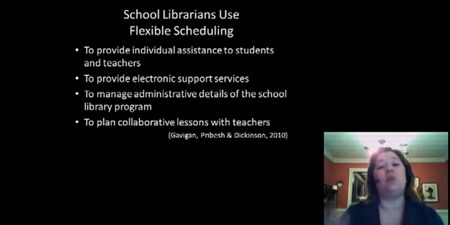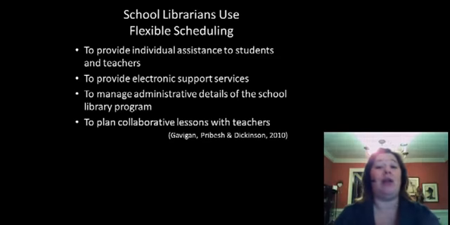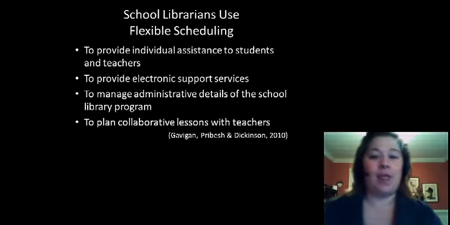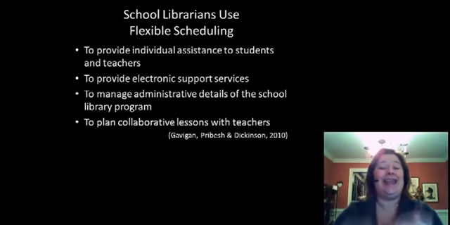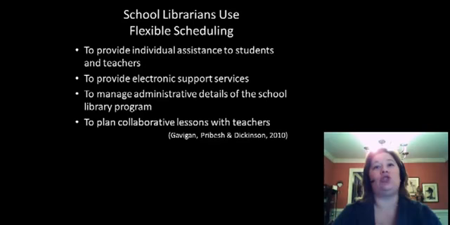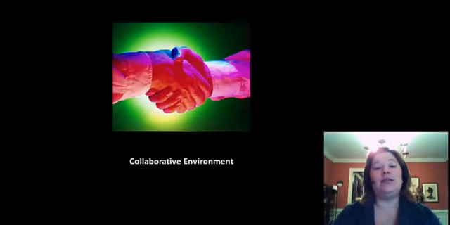Now, they found that school librarians use flexible scheduling to provide individual assistance to students on a much more regular basis. This allows students to get the hands-on learning that they need and the one-on-one instruction from the librarian. They provide electronic support services, manage administrative details of the school library program, and most importantly, plan collaborative lessons with the teachers. This leads to an open and collaborative environment. It's important that the librarians and the teachers work together to ensure that students have the skills that they need to succeed in the 21st century.